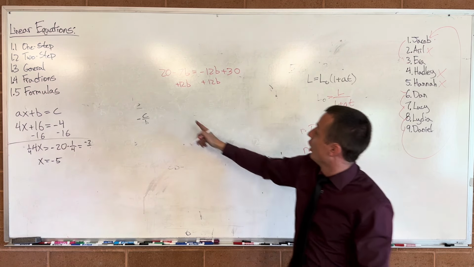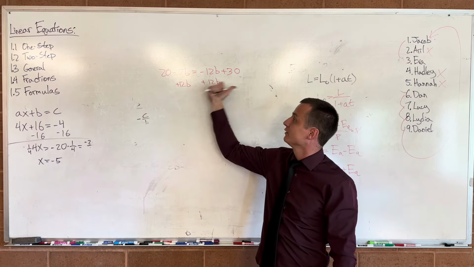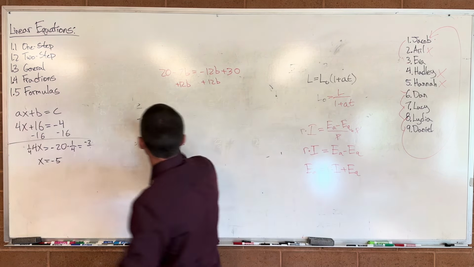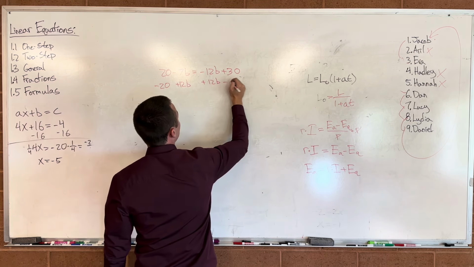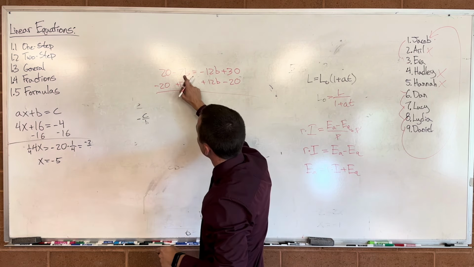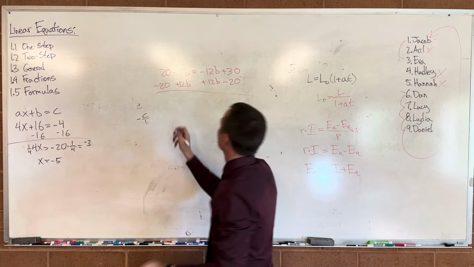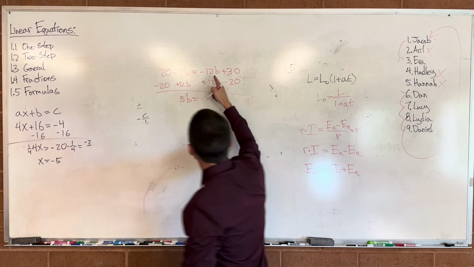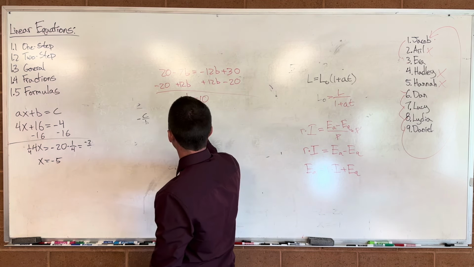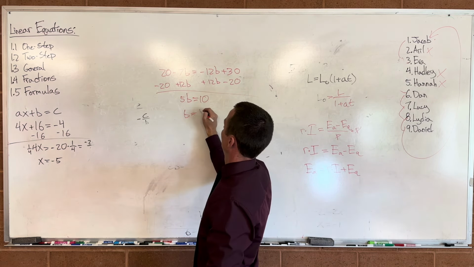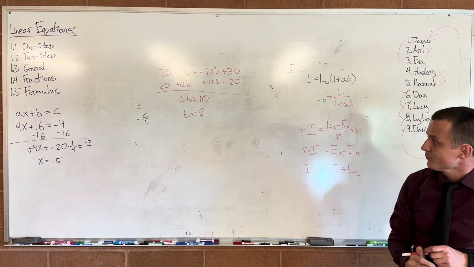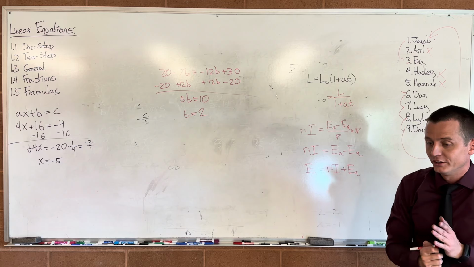All right. So we're putting all our b's over here, which means we're putting all our constants on the other side. So what am I subtracting from both sides? 20. Minus 20 from both sides. Perfect. So 20 minus 20 is 0. Negative 7b plus 12b is 5b. Negative 12 plus 12 is 0. 30 minus 20 is 10. And so b is equal to 2. Good? Yes.